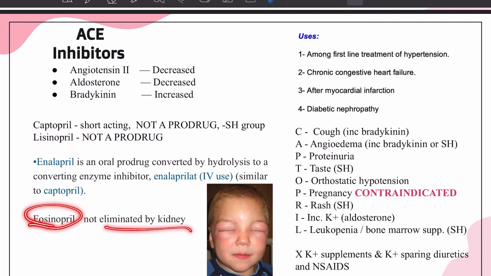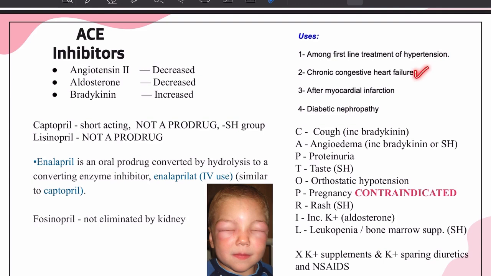Fosinopril is the only one that's not eliminated by the kidney. The rest are all eliminated by the kidney. Why did I mention captopril has a sulfur hydride group or an SH group? This is because of the side effects that might happen, or sometimes some of these side effects I can possibly prevent from happening if I pick another drug. So instead of using a drug with SH in it, I'll go for another one that does not have it. Okay? For the uses, the first one makes sense. We said it's for hypertension.